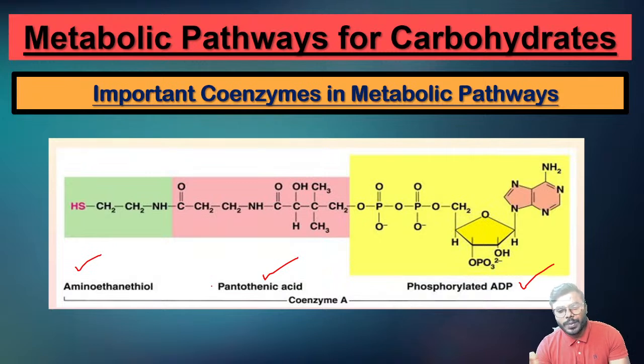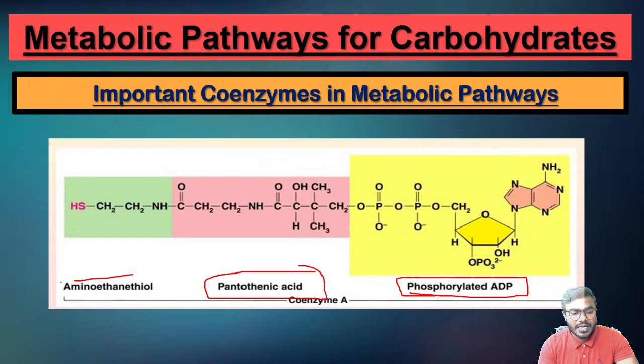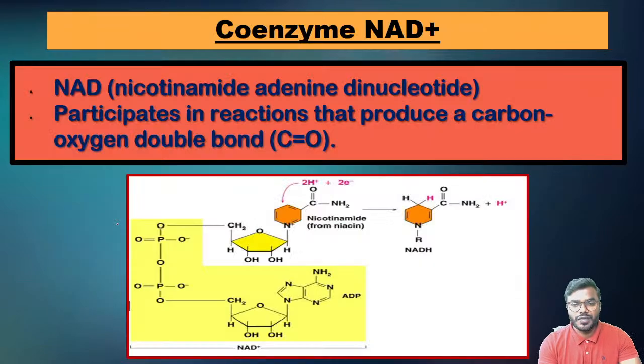Friends, you people need not remember any kind of structures. What I want you to remember is, friends, what is it made up of? What is it composed of? Only you have to remember the composition. You don't need to remember anything extra. One is the phosphorylated ADP, another is the pantothenic acid, another is the aminoethane thiol. Don't get confused with that.